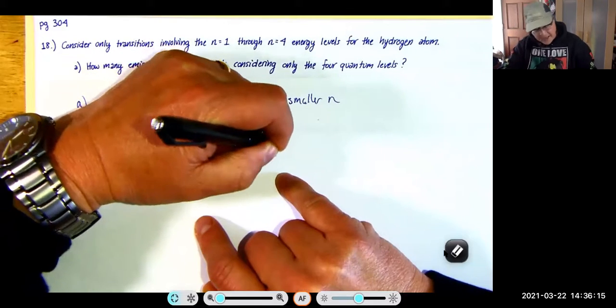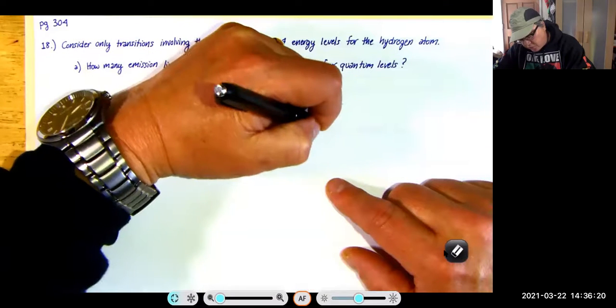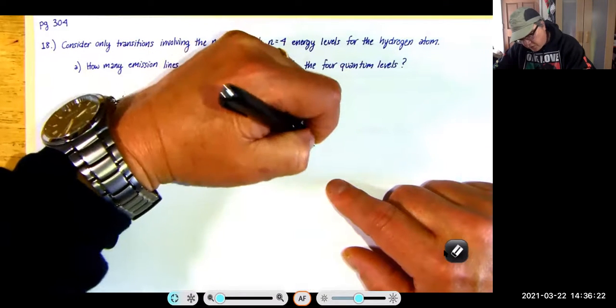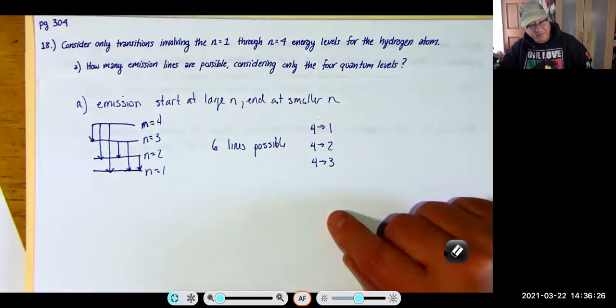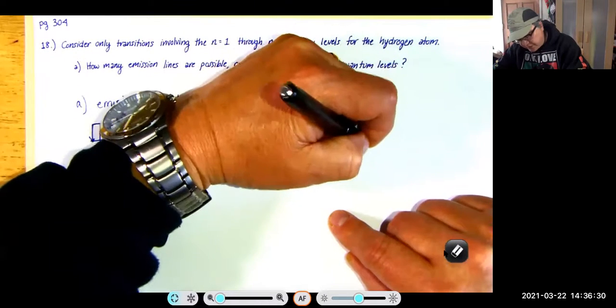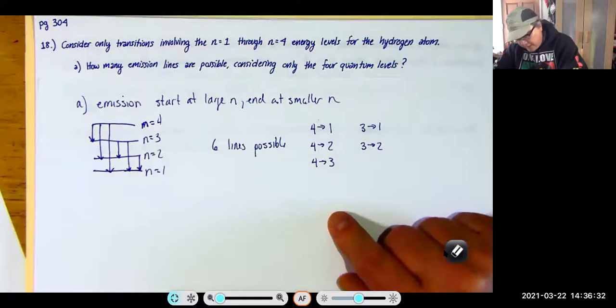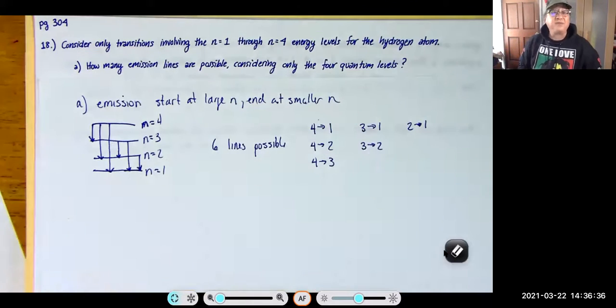And if you wanted to write out what they would be: 4 to 1, 4 to 2, and 4 to 3, 3 to 1, 3 to 2, and 2 to 1. Those are your 6 emission lines possible.